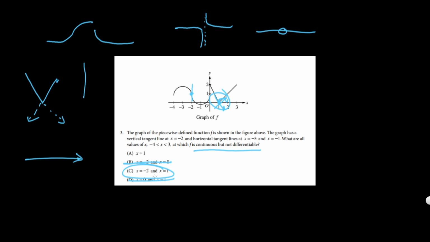Therefore, it's continuous here because you're still drawing the line, and it's continuous here because you still haven't lifted your pencil. So, C would answer this question because you have the continuous yet non-differentiable points.